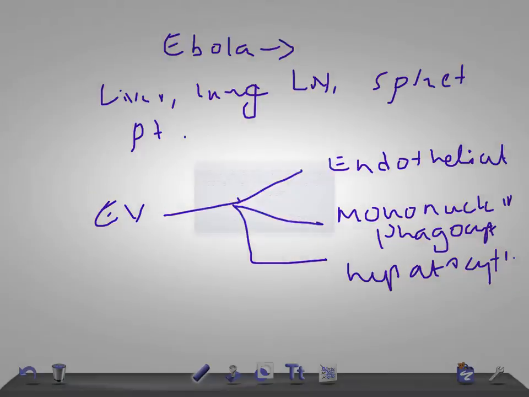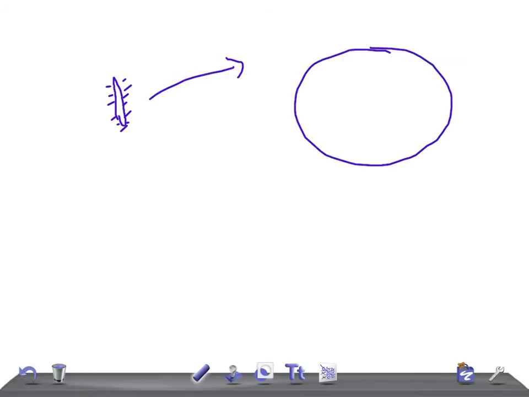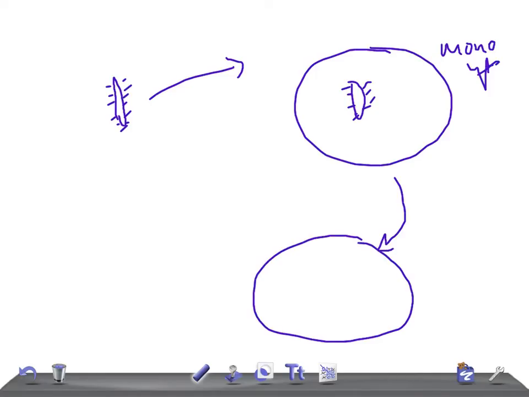For example, if this is a virus, that's the Ebola virus. It's cylindrical in shape. I'm just drawing to explain. When it comes, it gets into the monocyte. If this is a monocyte, it gets into it and replicates very fast inside the monocyte. Along with its reproduction, it produces a glycoprotein known as the Ebola virus glycoprotein. Let me draw the shape of this like this.